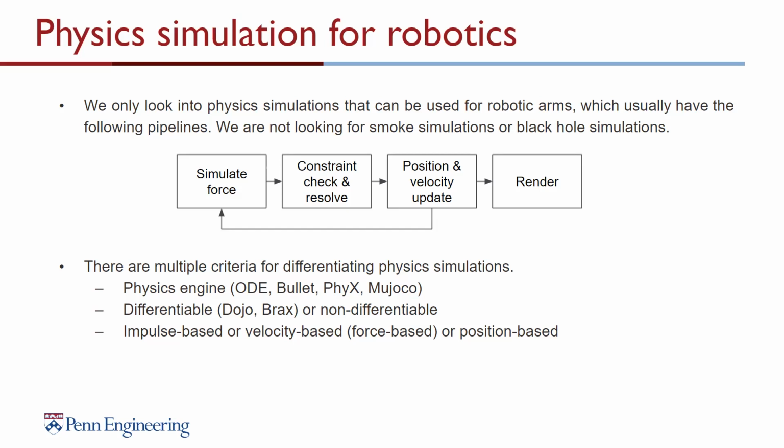Then another criterion for differentiating physics simulations is what kind of physics formula or equation it is based on. There's an impulse-based physics engine, there's a force-based physics engine, and there's a position-based physics engine, and the four mentioned before are all force-based physics engines. But today I'm going to talk about the position-based physics engine and why we have to use it even if most physics engines are force-based. So I'm going to talk about those reasons carefully.